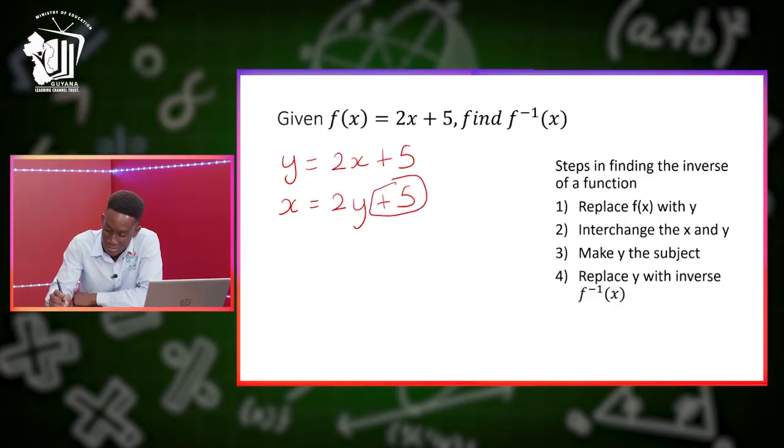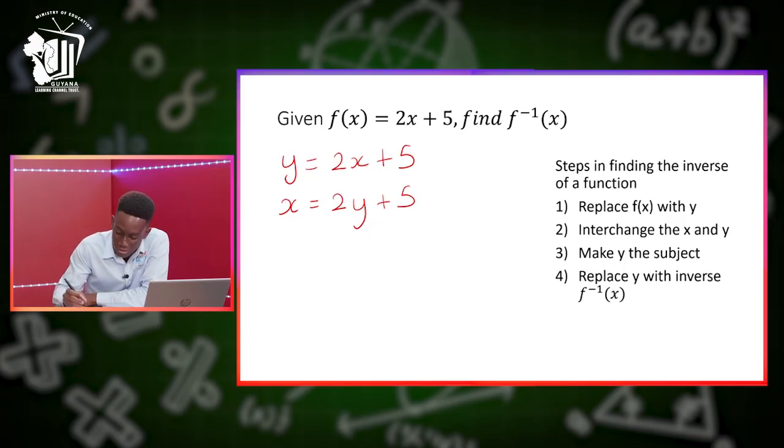Because whenever we take a term or a number over the equal sign, whatever operation it was doing, it will do the opposite when it goes over. So the 5 is adding. So we take that 5 over, it will, opposite of addition, subtraction. So we'll have x subtract 5 is equal to 2y.